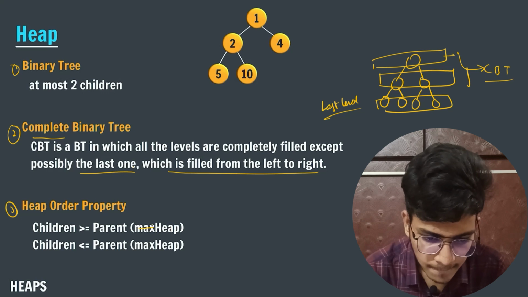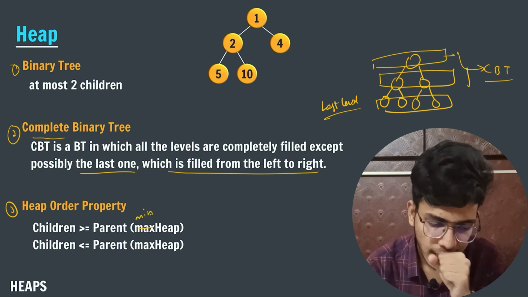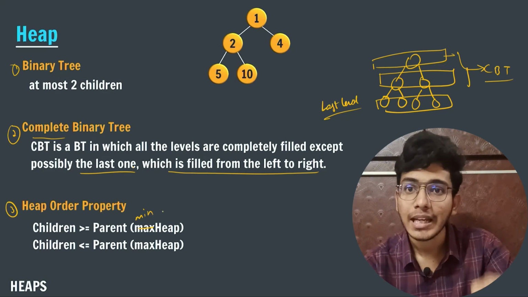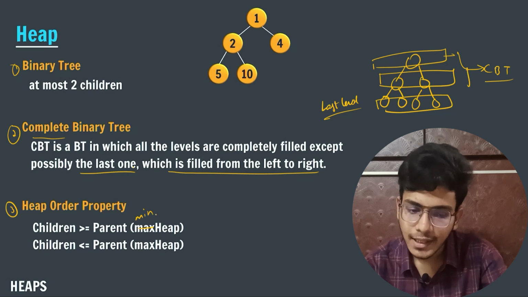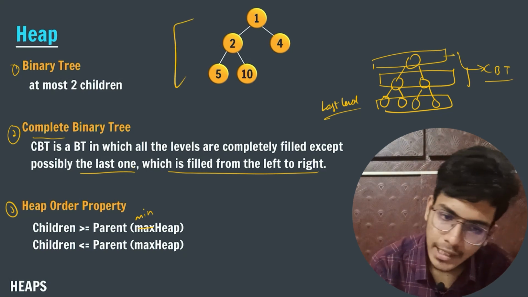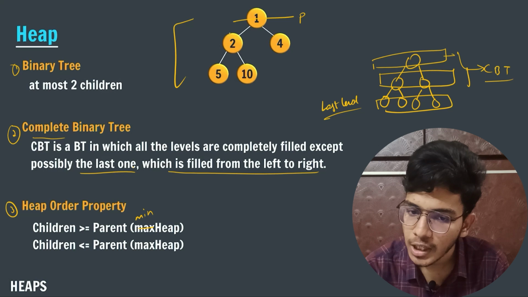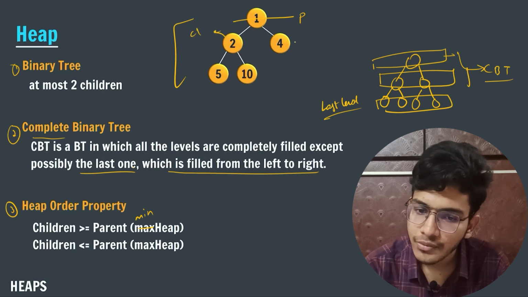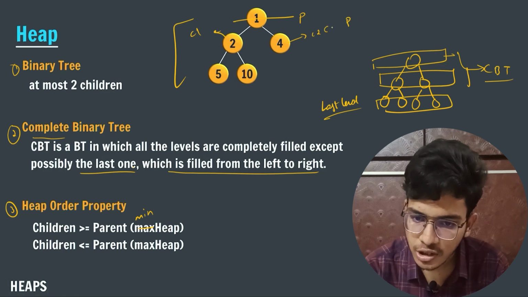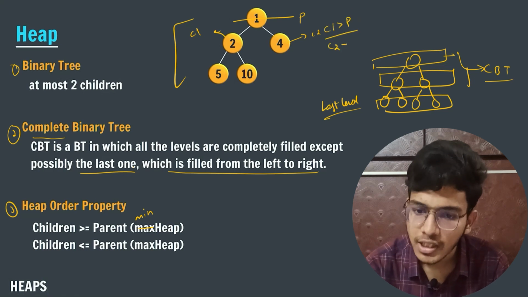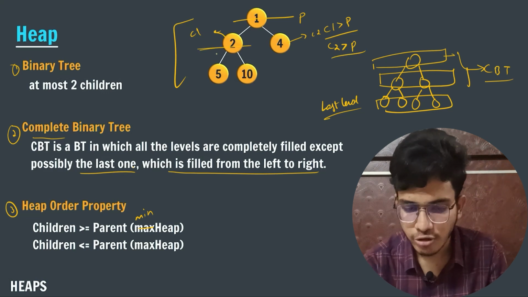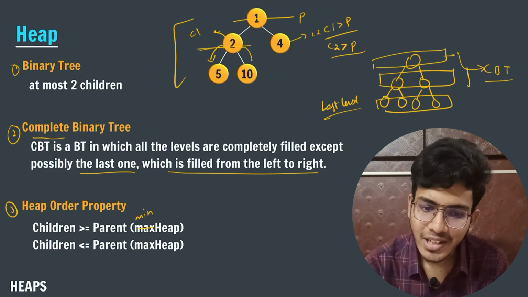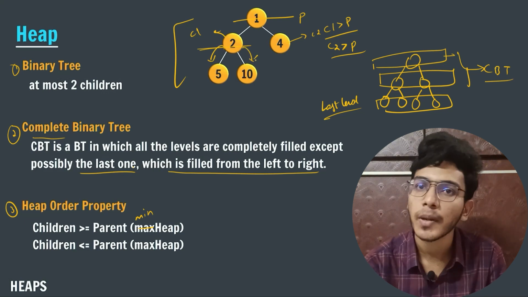So in a min heap, if each child has a greater value than its parent node, then it is said to be a min heap. If you observe this diagram, this is my parent value, and it has two children, child 1 and child 2. Child 1's value is greater than the parent node, and child 2 also has a value greater than the parent node. And if you observe any individual parent, its children have values greater than its parent value.